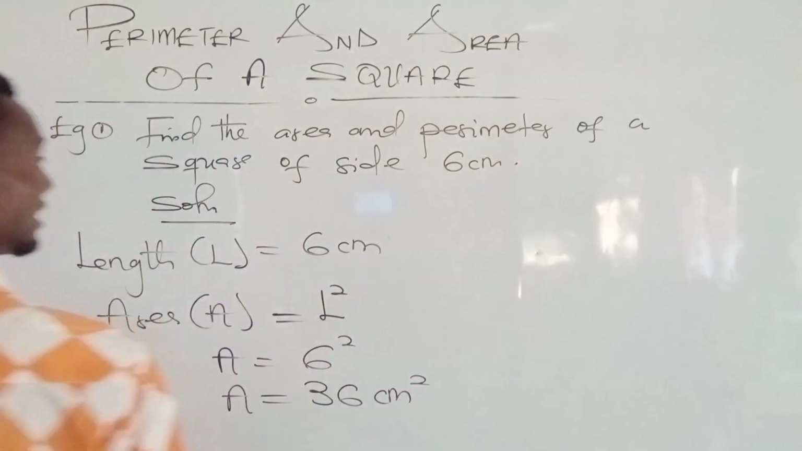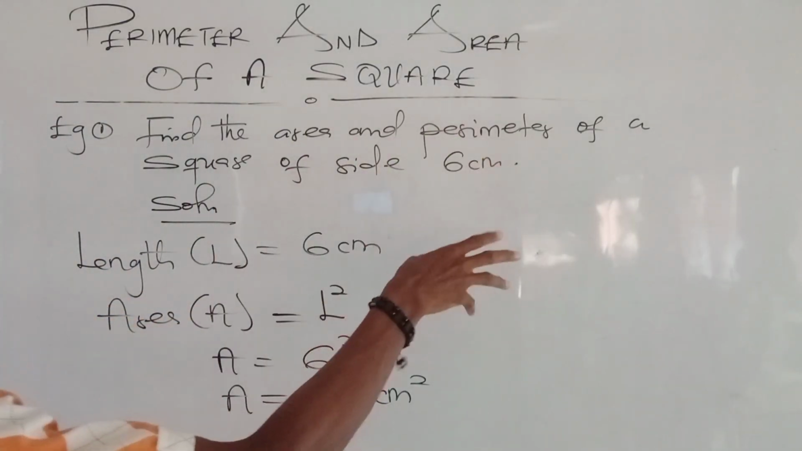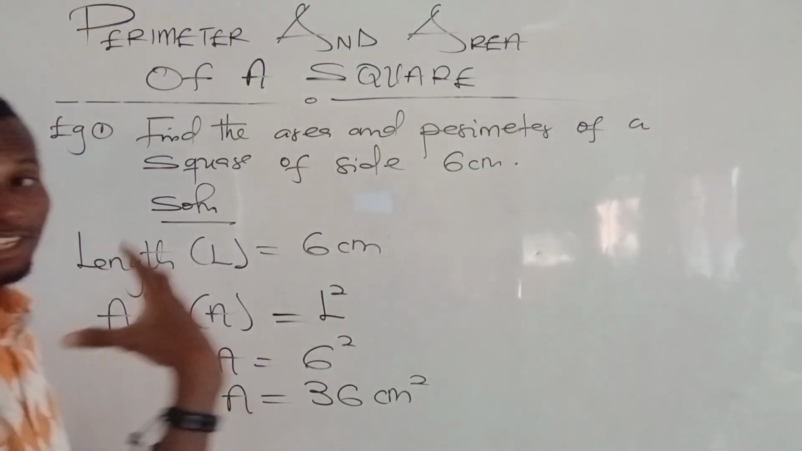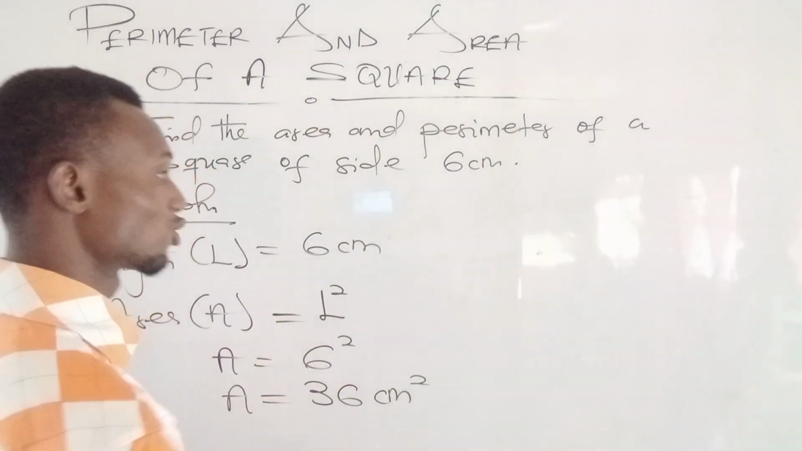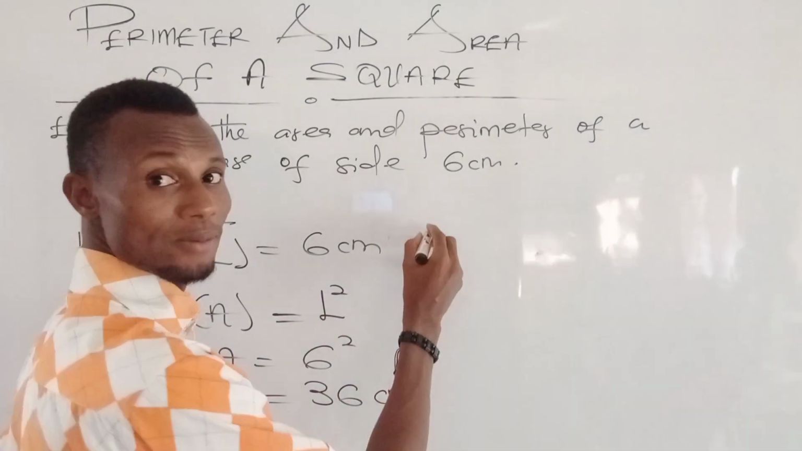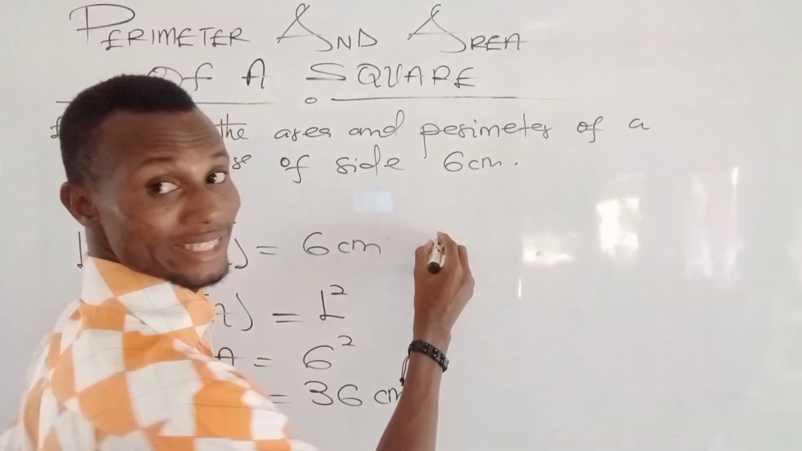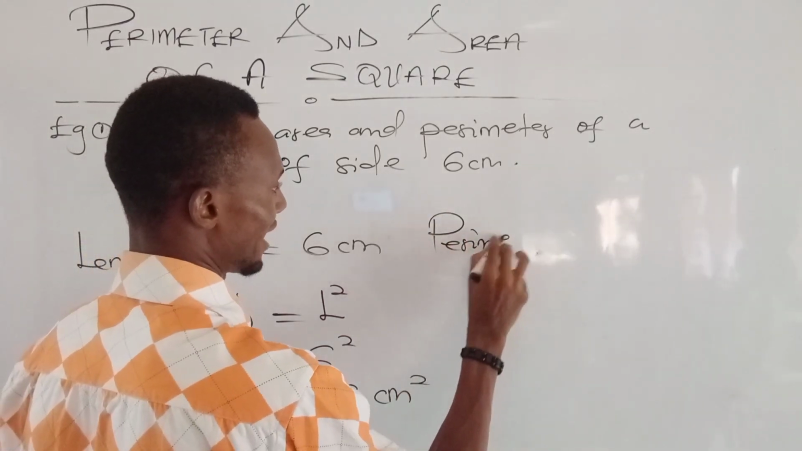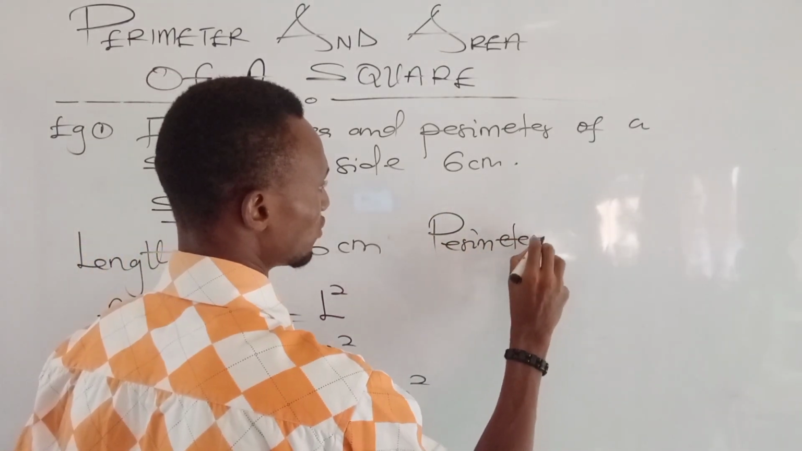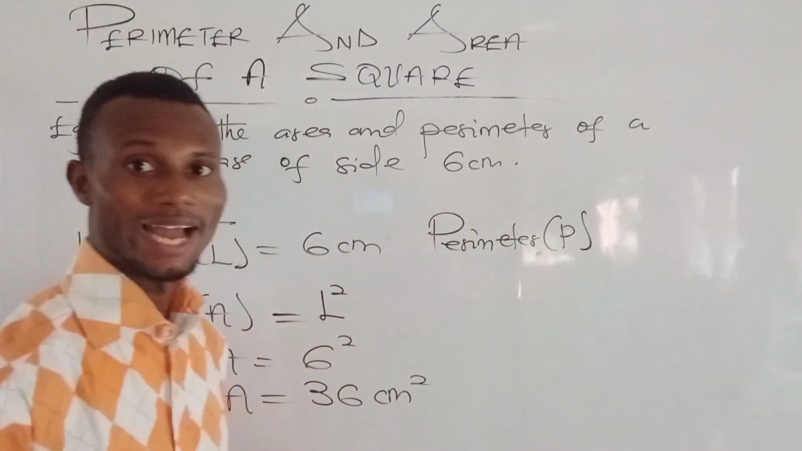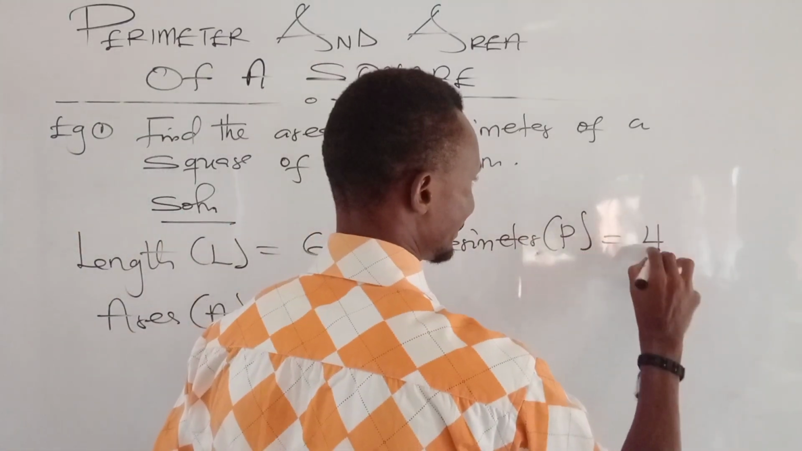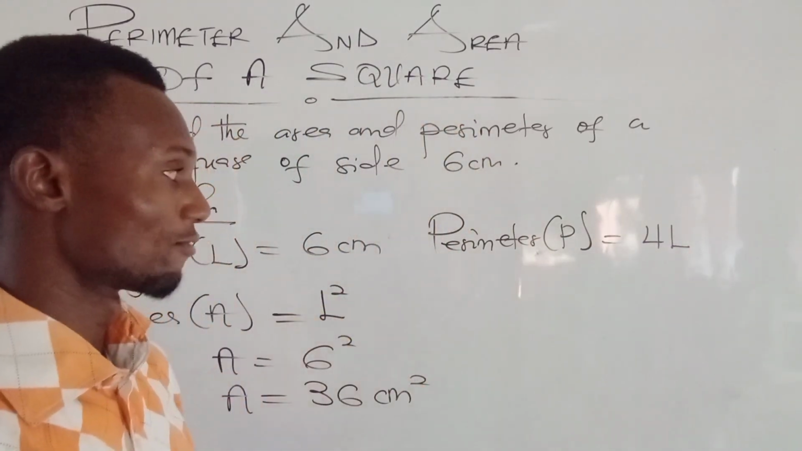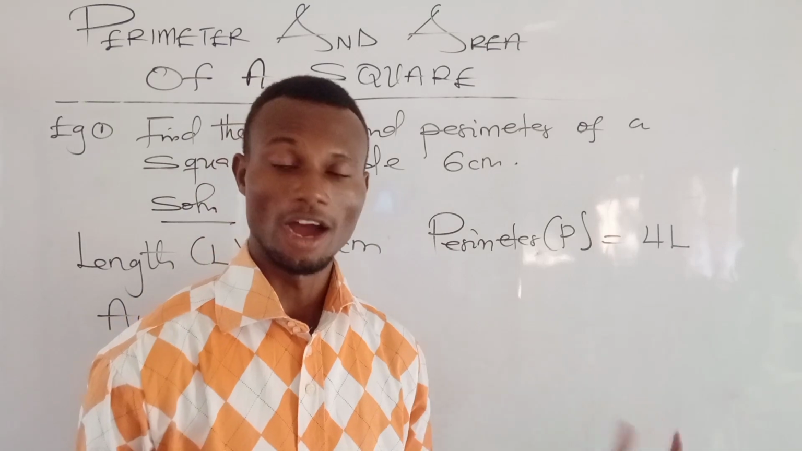Now let's proceed and also do the perimeter, because it says you should find the area and the perimeter. We are done finding the area. Now let's go ahead and find the perimeter as well. Let me write the formula for finding the perimeter of a square down. My perimeter, so write your perimeter info, perimeter in brackets P. The formula is 4 times the length, so 4L. That is the formula for finding the perimeter of a square.